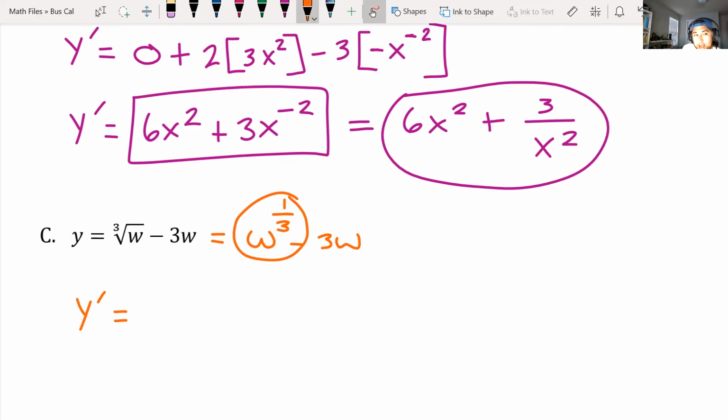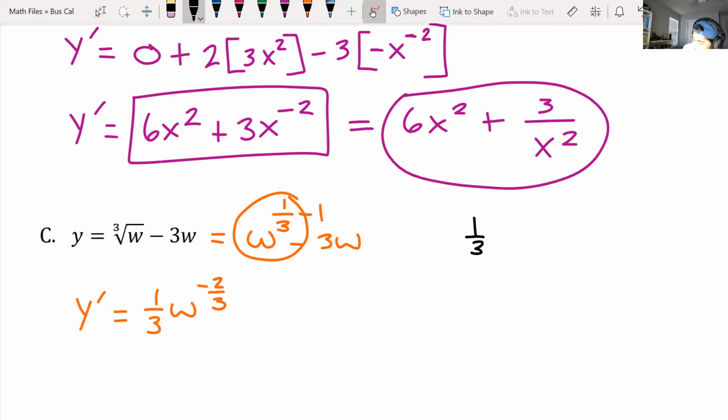What number's coming down? Was that a 1/3? Yeah, 1/3. Okay. 1/3 W, and you have to subtract 1. So 1/3 minus 1 is what? Negative two-thirds. Good. Negative two-thirds.